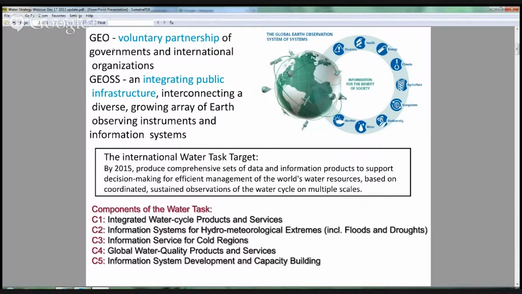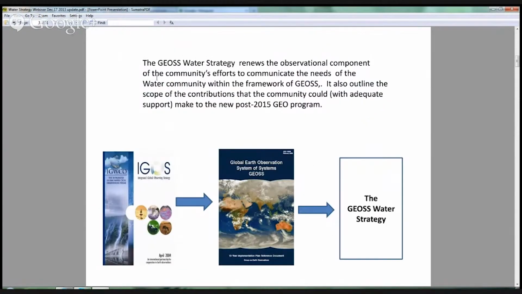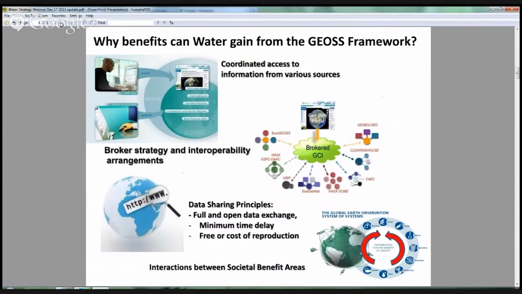Now, just to give you a bit of background, the idea of having a strategic approach to water cycle observations is not new. We've been working on this since around 2000, when the Integrated Global Observing Strategy Partnership introduced a water theme, and that then became part of the GEO activities when GEO was started in 2003-2004. And so these documents now are somewhat out of date, and the water strategy is intended to update the documents and move us towards the next decade.